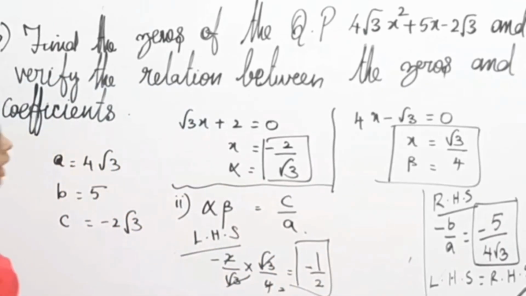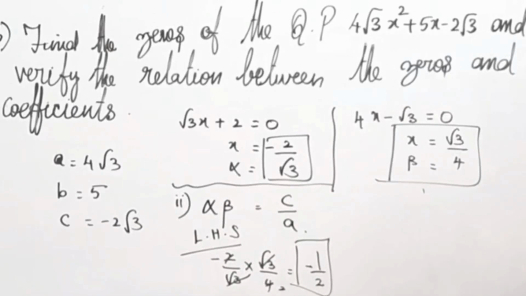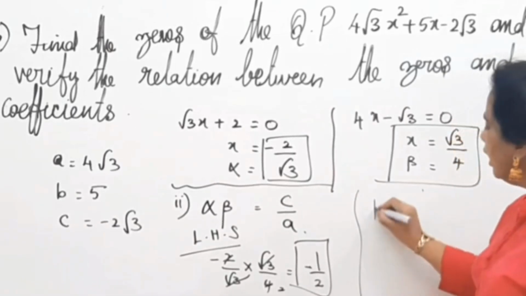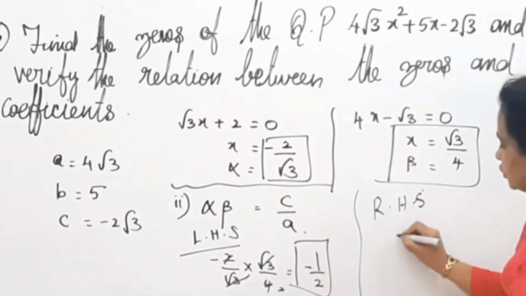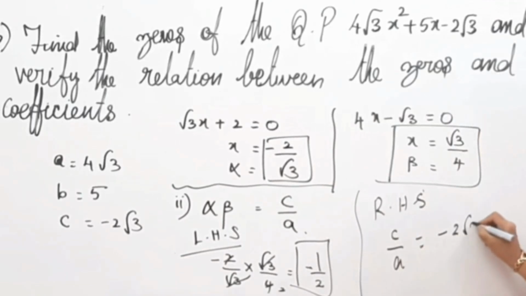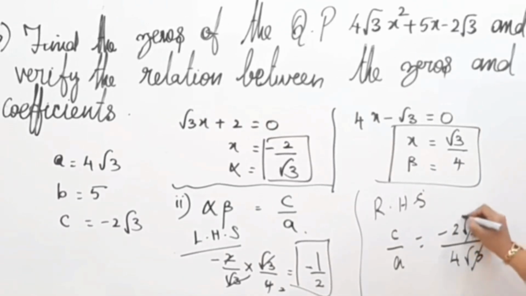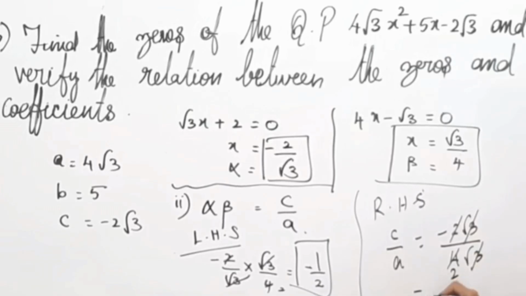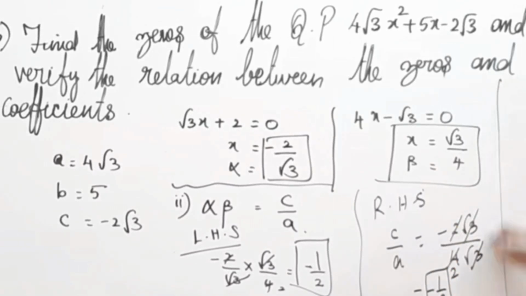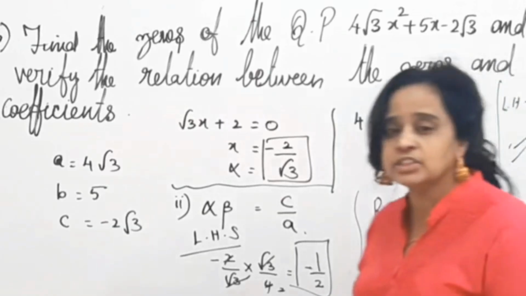Now I go for my RHS. So my RHS is equal to c by a. That's equal to my c is minus 2 root 3 divided by my a is 4 root 3. So root 3 gets cancelled, this gets cancelled too, and minus 1 by 2. As simple as that. I got both my LHS equal to RHS. So both are verified. I got my relations verified.